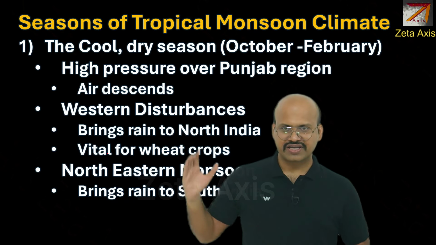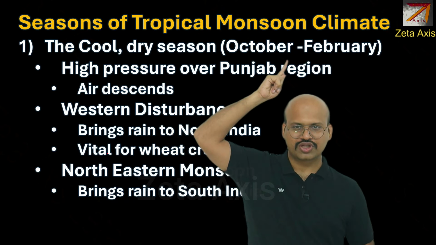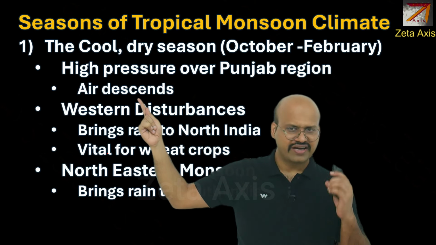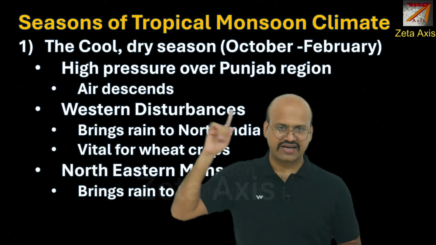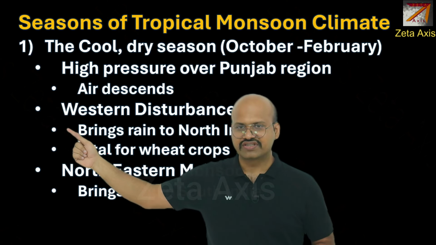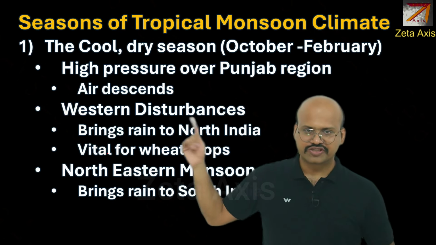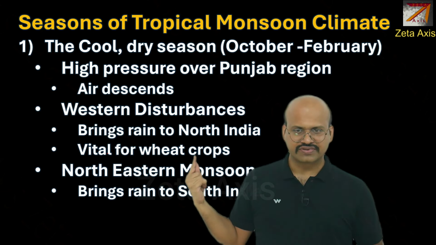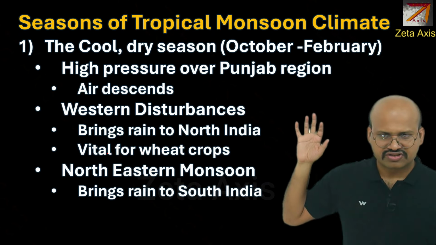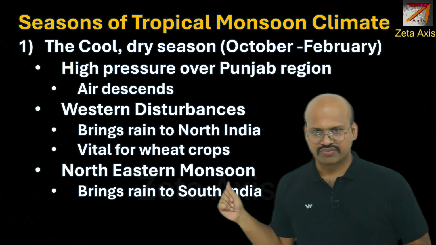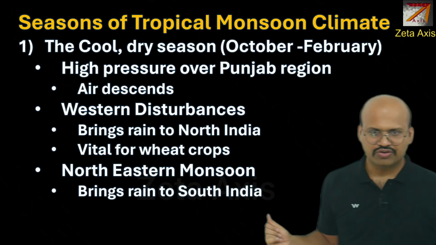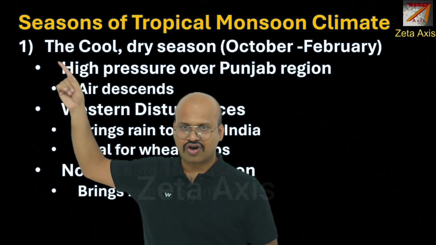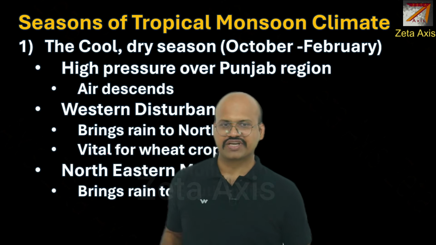So here is the summary. The cool dry season from October to February has high pressure over the Punjab region because the air is descending. This descending air does not give rainfall. Then we experience western disturbance, which brings rainfall to northern India, and it is vital for wheat crops. And then in southern India, we see the northeastern monsoon, which brings rain to South India. So these are the important events occurring in the first, the cool and dry season period, of our tropical monsoon climate.